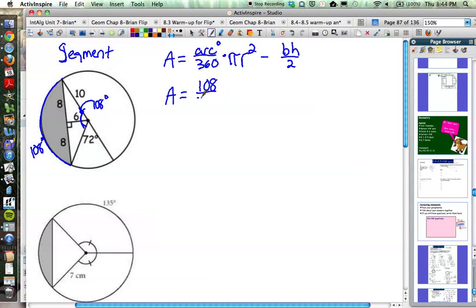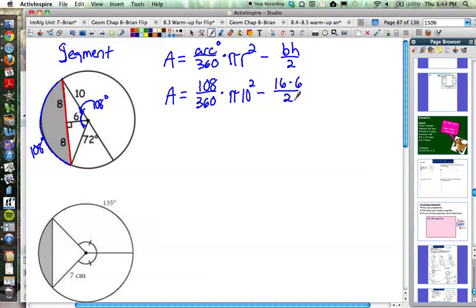108 out of 360 times pi r squared, and if we look at the radius there, it is listed as the 10, so pi times 10 squared, and we're going to subtract off the area of the triangle. The base of that triangle right here is the length of the chord, which is 8 plus 8, or 16, so we're going to subtract that area of the triangle. So base times the height of that triangle is the 6, because that's the perpendicular distance between the base of the triangle and the vertex of the triangle. Base times height divided by 2.